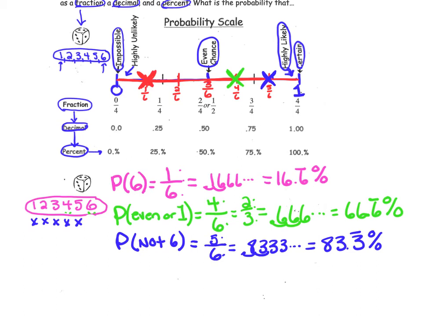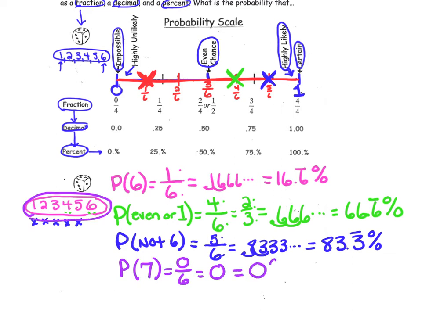How about this one? What's the probability of rolling a 7 on a single roll? Well, as you look at your list over here, not a single 7 on the list. You would have a 0 out of 6 chance, which is a 0 probability, a 0%. That is what we call impossible. That puts us here on the far end of the probability scale.